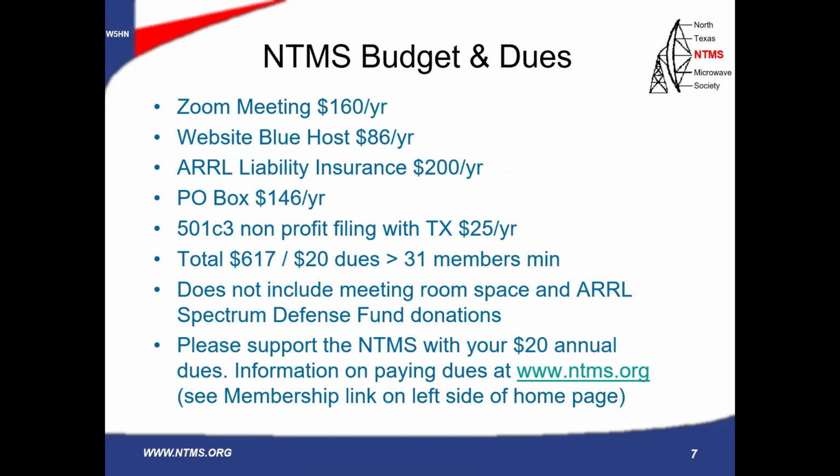The Zoom meeting costs us $160 a year. Website, Bluehost, $86. A lot of people check out our technical resources. The ARRL liability insurance is $200 a year. The PO box is $146 a year. Our 501(c)(3) nonprofit filing with Texas is $25 a year.